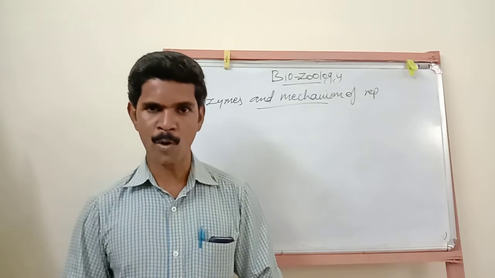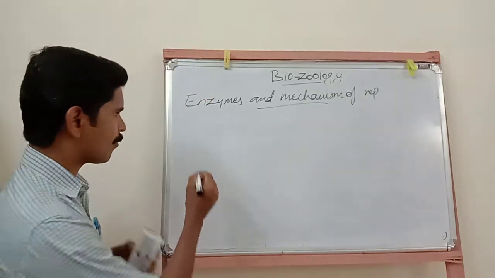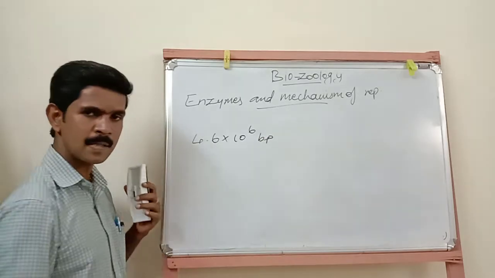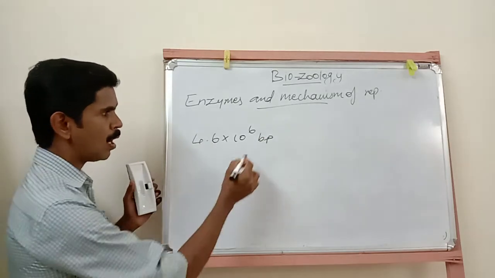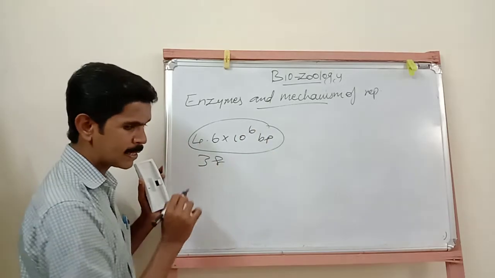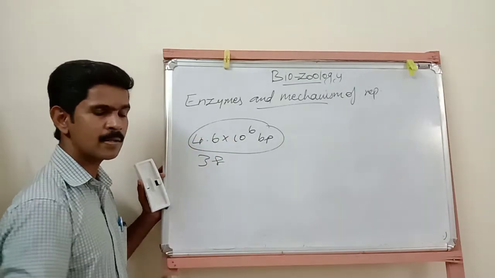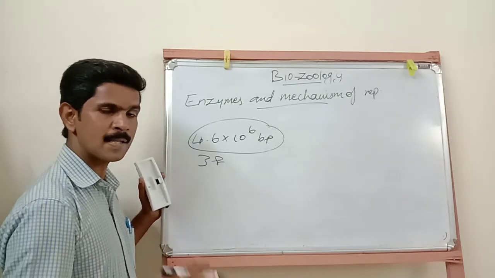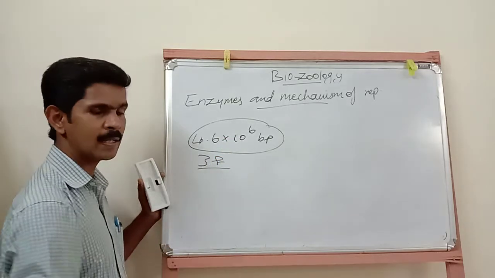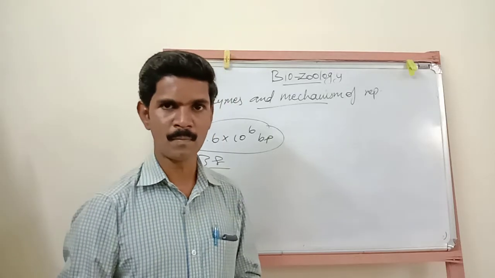For example, one prokaryote is Escherichia coli. In Escherichia coli, there are 4.6 into 10 raised to 6 base pairs. All these base pairs are replicated within 38 minutes. So for the replication of all these base pairs, only 38 minutes are needed. Understand, my dear students?